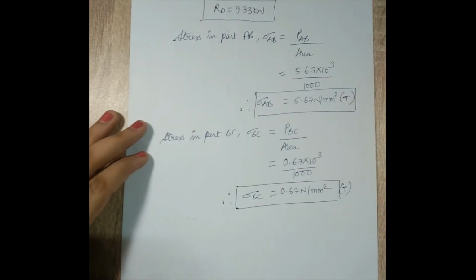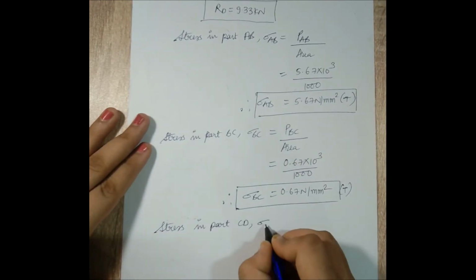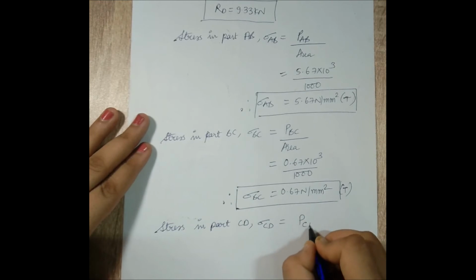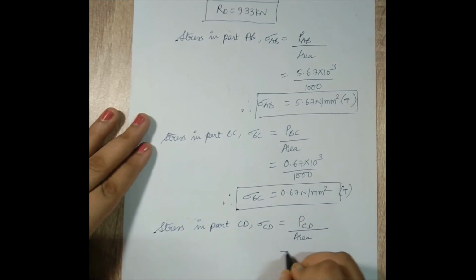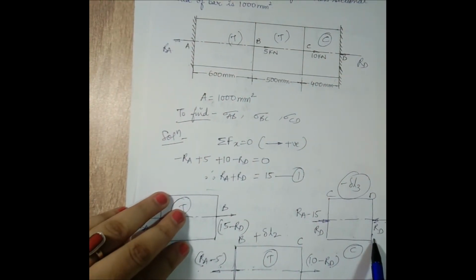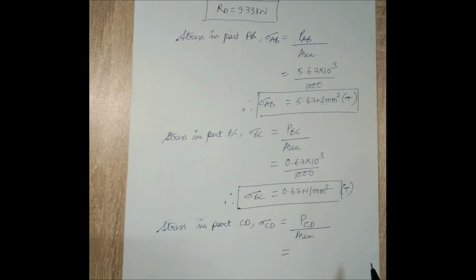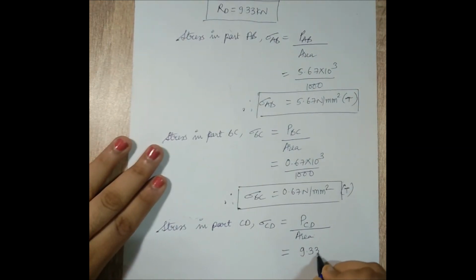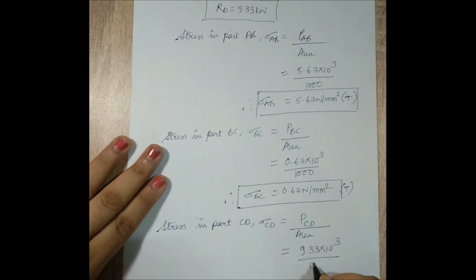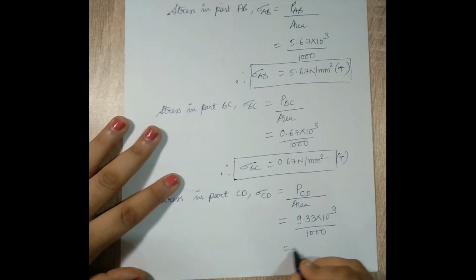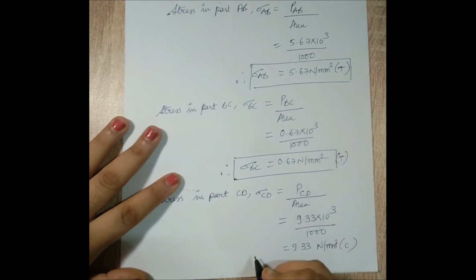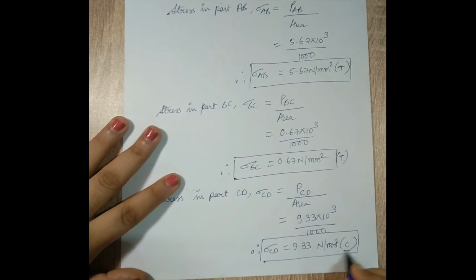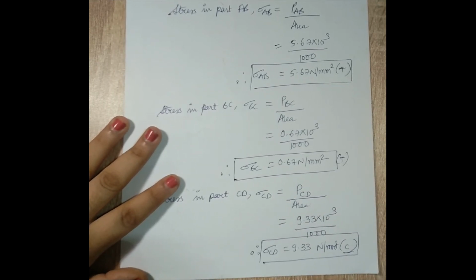And the last thing is stress in part CD, which is sigma CD, will be load in the CD portion upon area. If you observe here, RD is the load. So the value of RD is 9.33 into 10 raised to 3 upon area is 1000. So I get the value as 9.33 Newton per mm square, but this is of compressive type. I am not using a negative sign. I will just mention that it is compressive, which will indicate that it is negative.